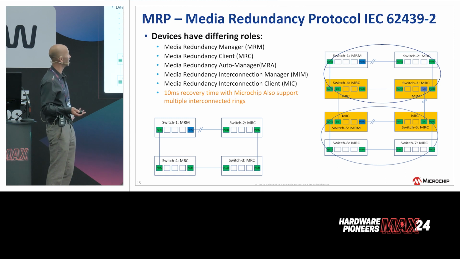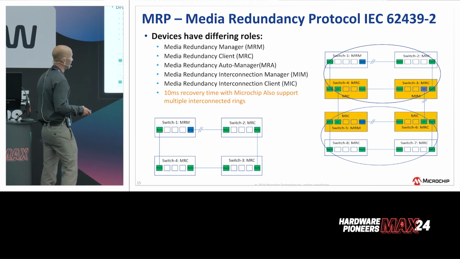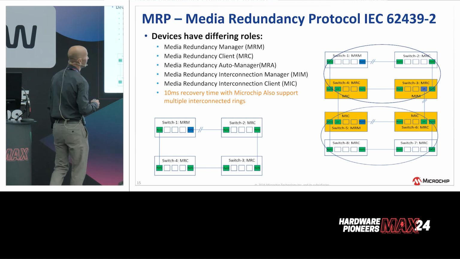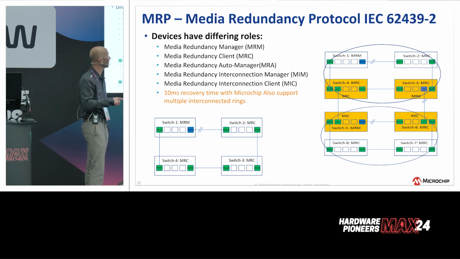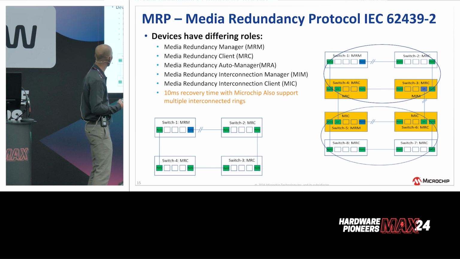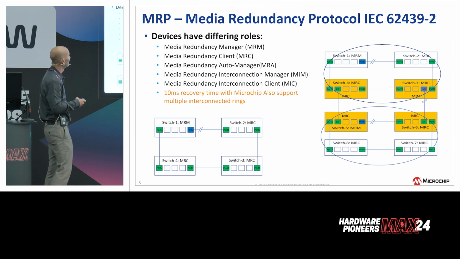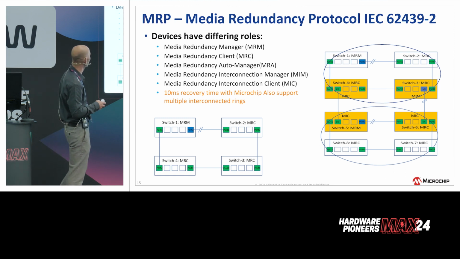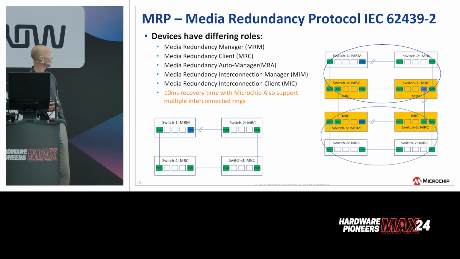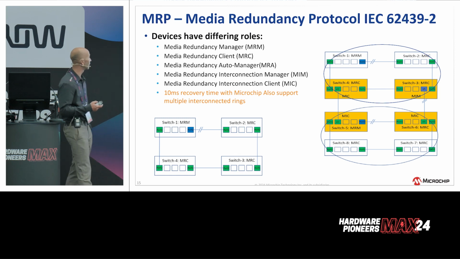In this slide deck, there are two styles of ring redundancy covered. MRP, Media Redundancy Protocol. As you can see from the right-hand side of the image and the bottom left, this is effectively a ring of devices. Data is transmitted in both directions around that ring. You have differing roles within the system: the Media Redundancy Manager, MRM, the Media Redundancy Client, MRC, and then an Interconnection Manager and an Interconnect Client. It takes 10 milliseconds to recover with the Microchip solution, and we can also support multiple interconnected rings.